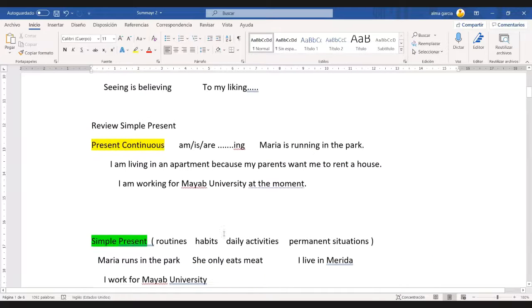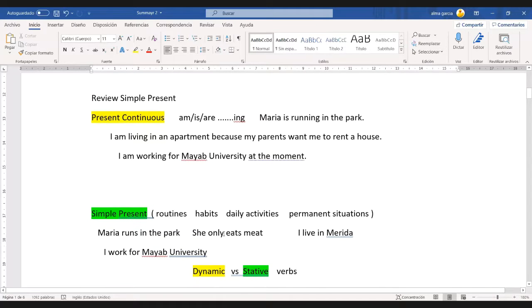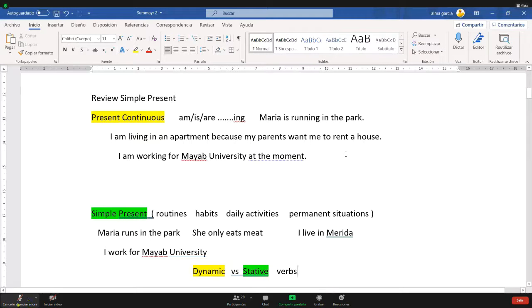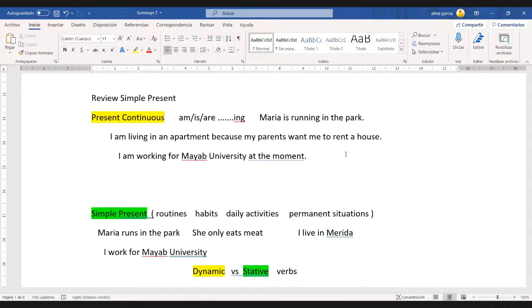Yes? Okay. Questions up to here, doubts, problems, dudas, preguntas, hasta aquí. ¿Vamos bien? Sí. Present continuous is for dynamic and simple present for stative verbs. Okay, otra vez. Present continuous is for dynamic and simple present for stative verbs. Yes. Okay.